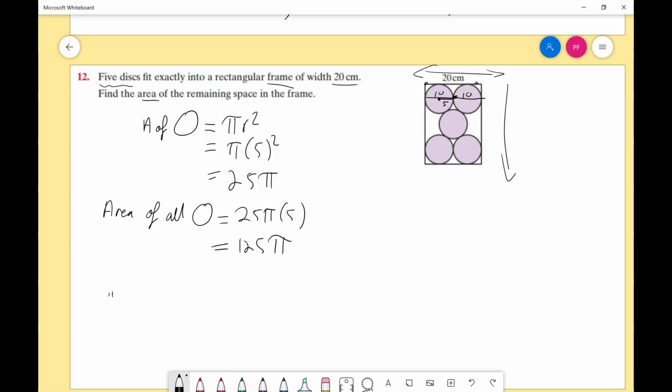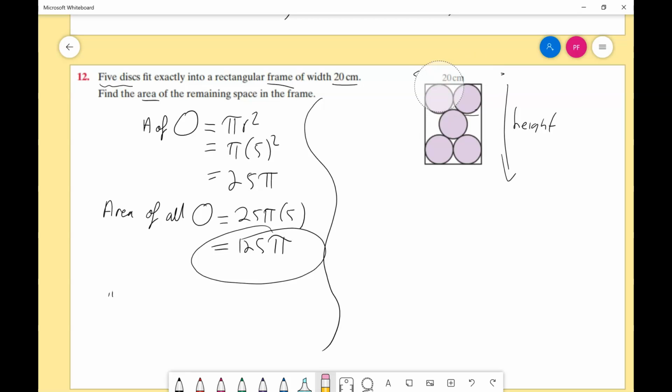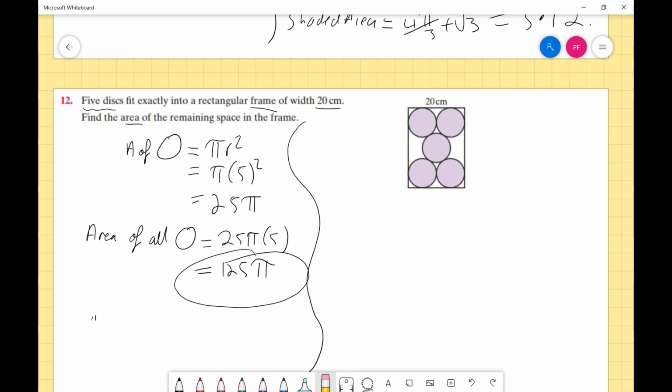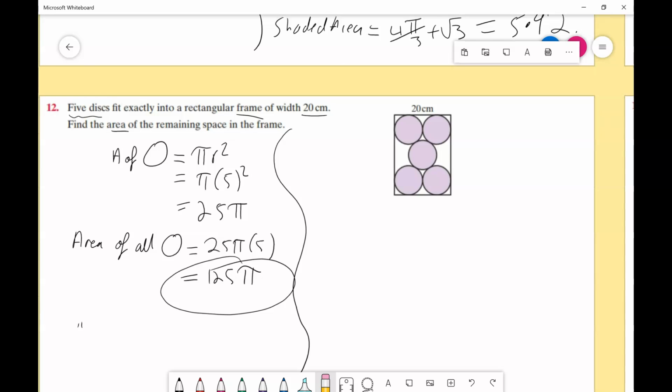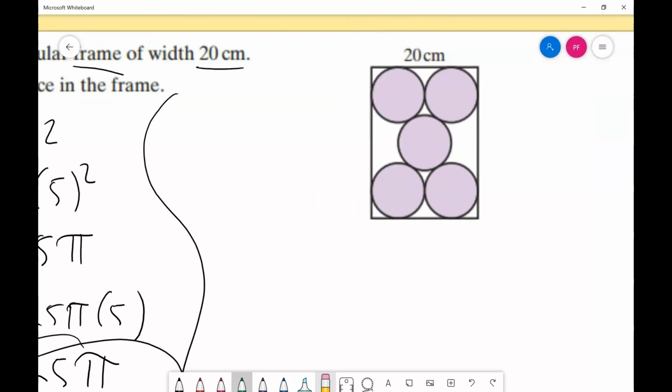So to find the remaining space, we just need to find the area of the full rectangle and take the circles away. The problem is we don't know the height. We can't just add all the circles down because we can see they overlap here a little bit. So we've got gaps missing, so we don't know the exact length. We can't just add all the radiuses together.